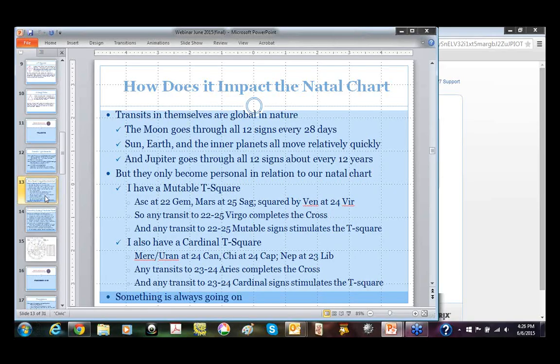Do you see a theme here? I've got all these natal planets at 22 to 24 degrees, so something is always going on at those degrees. Because here I'm just talking about the cross and the grand trine, but there's all kinds of other aspects going on. There's the sextiles and the trines and the inconjuncts.